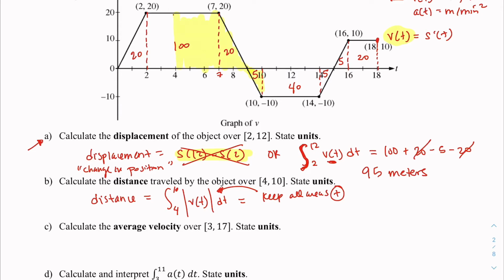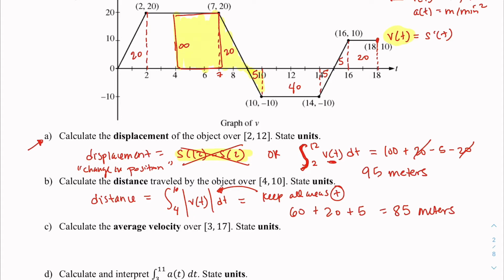So this area here would be 60 positive, plus the 20, and then even though that's normally negative 5, we're going to make it positive 5 because of our absolute value. We want the total distance. So our final answer is 85 meters. That's the total distance that was traveled.